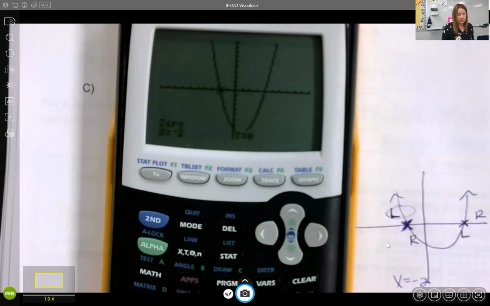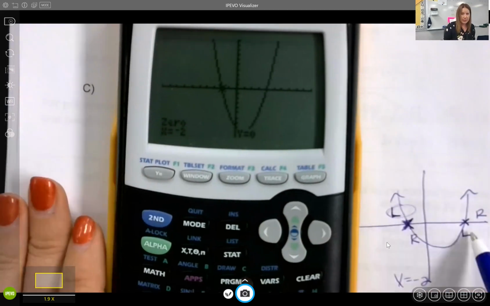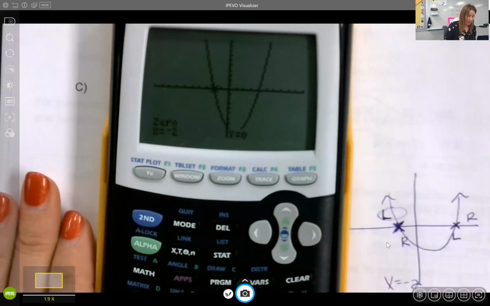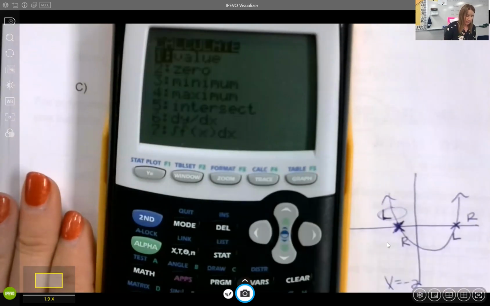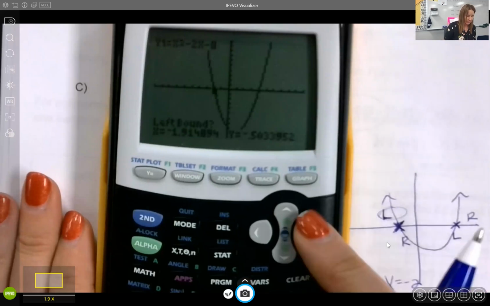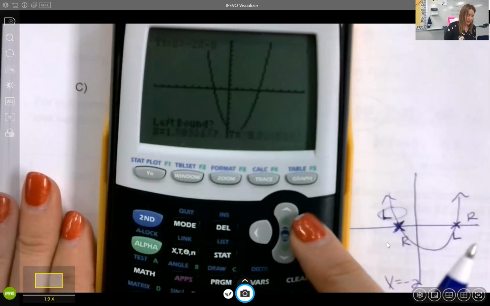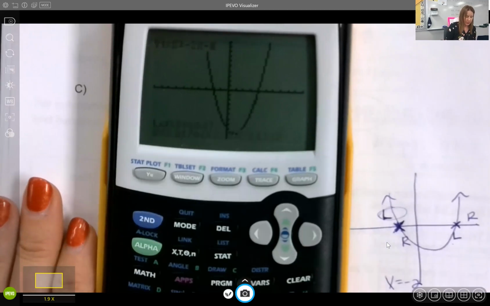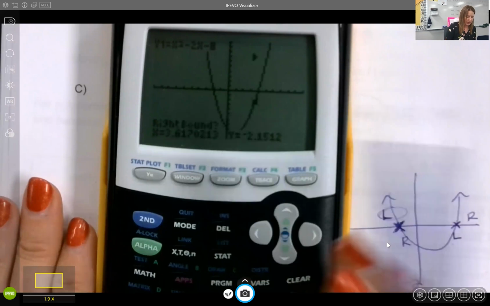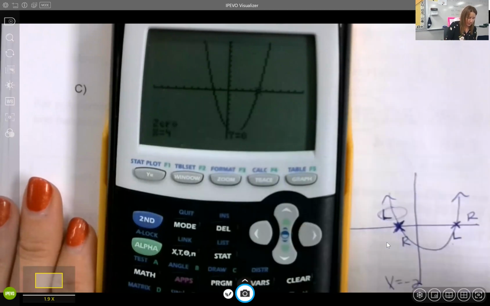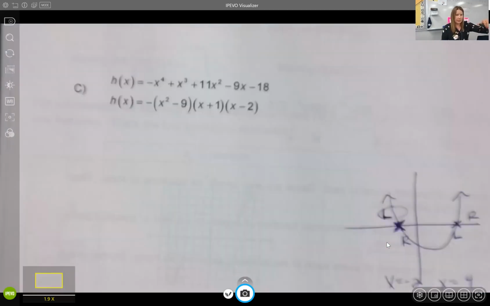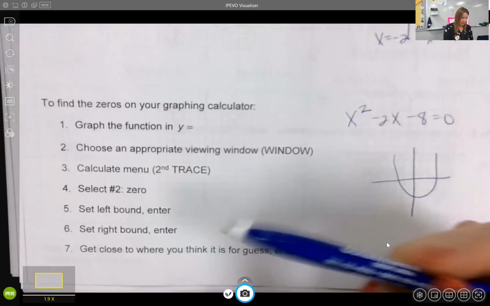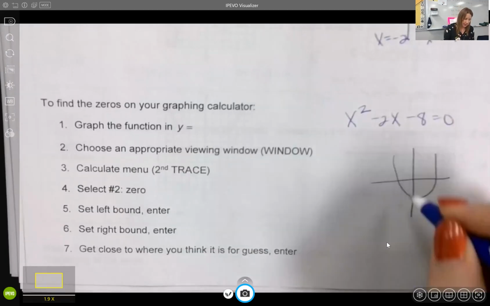So that's a solution. And then I'm going to do the right side. Remember, we talked about when I do the right one, I'm still doing second trace number 2, but when I go to the left side of this graph, okay, so the left side of this graph is going to be below the x-axis. So see how that's below where the left is, and it says left bound, and I hit enter. So my left bound was below, and then my right bound is going to be above, and then I hit enter again, and we get x equals 4. So that's how you find the zeros in the calculator, is you go through these steps to find those exactly.